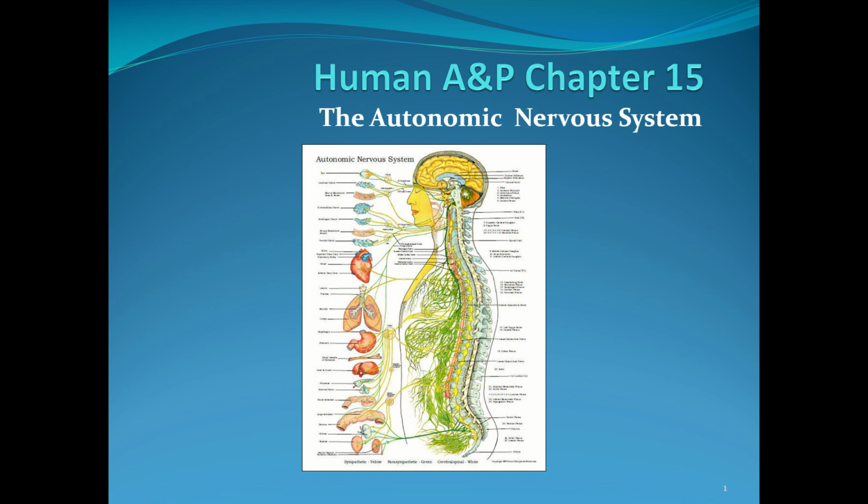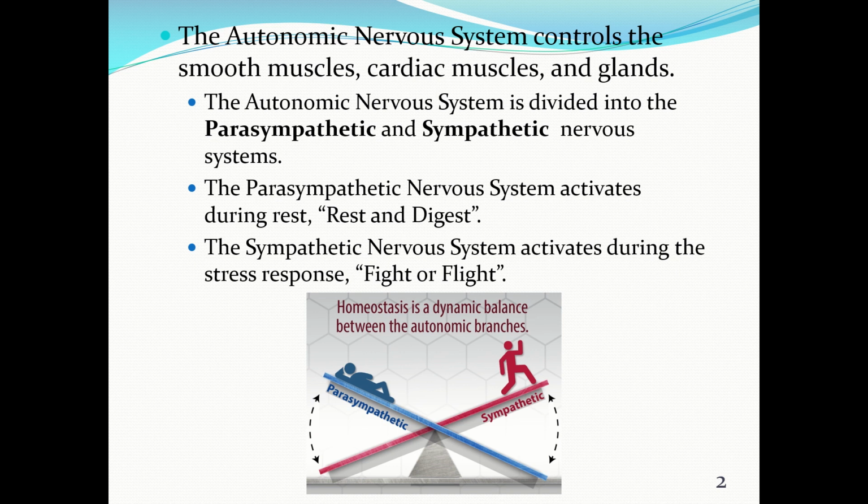This lecture focuses on Chapter 15, the Autonomic Nervous System. What is the autonomic nervous system? Well, it controls the smooth muscles, the cardiac muscles, and the glands. It is under involuntary control. It's highly reflexive. The autonomic nervous system is divided into the parasympathetic and sympathetic divisions.